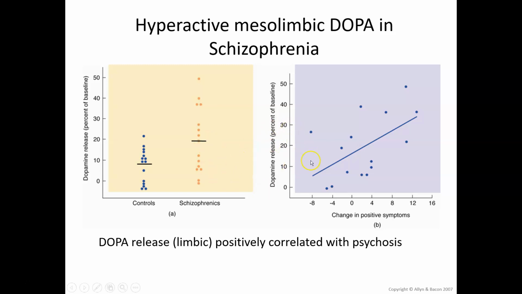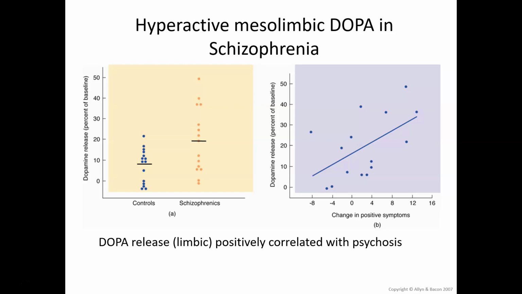And then here you can actually see that dopamine release here on the y-axis is positively correlated with psychosis. On the x-axis, we have change in positive symptoms. Higher numbers mean more severe positive symptoms. And so you can see that the more dopamine is released, the greater the likelihood that we're going to see that psychosis.